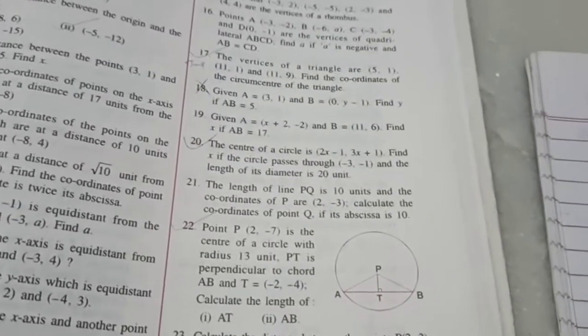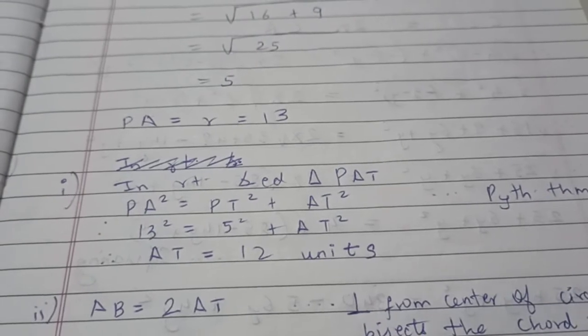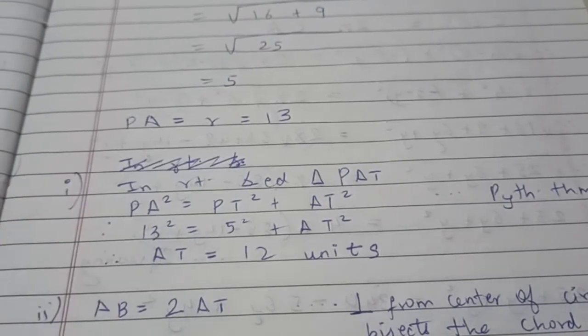Also, the radius of the circle is given. That means PA value is given, 13. So if PA is 13 and PT is 5, how much will be AT by Pythagoras theorem? 12, isn't it? So that's how we find AT. That's Roman number 1. Don't forget to write sub question number, Roman number 1.